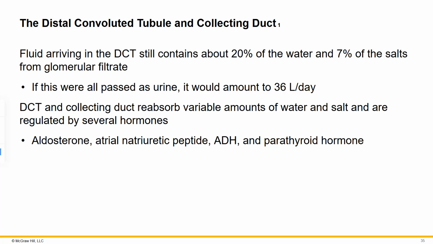Fluid arriving in the distal convoluted tubule still contains about 20% of the water and 7% of the salts from the glomerular filtrate. If this were all passed as urine, it would amount to 36 liters per day. The distal collecting tubule and collecting duct reabsorb variable amounts of water and salt and are regulated by several hormones: aldosterone, atrial natriuretic peptide, antidiuretic hormone, and parathyroid hormone.